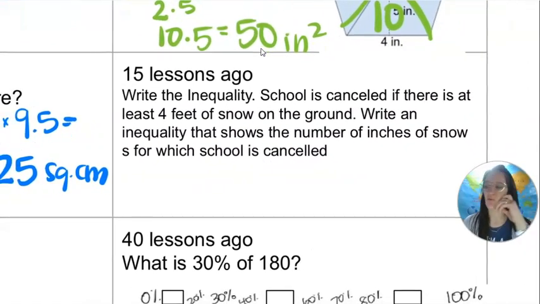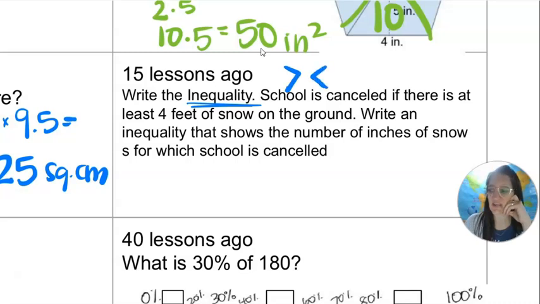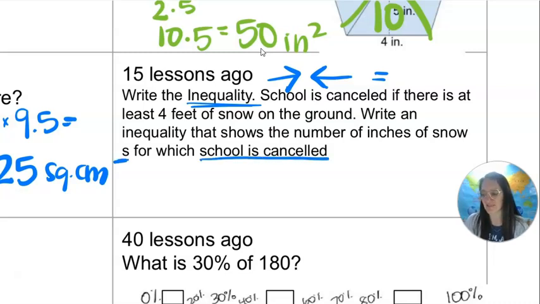Ooh, write the inequality. Okay, inequalities are these things, right? An equation has an equal sign, but inequalities are like the arrows. We're comparing things. So school is canceled if there is at least 4 feet of snow on the ground. Write an inequality that shows the number of inches of snow, S, for which school is canceled. So when is school canceled? How much snow does there have to be? Well, it says, here's the key, at least.